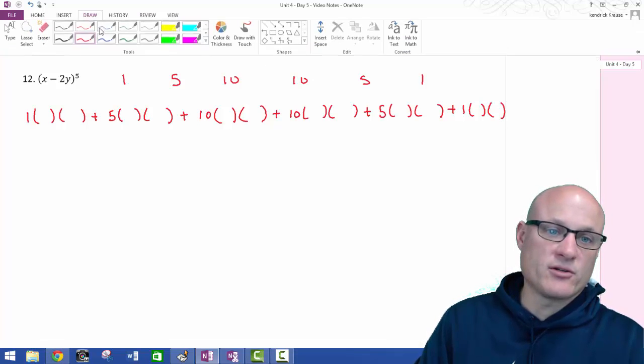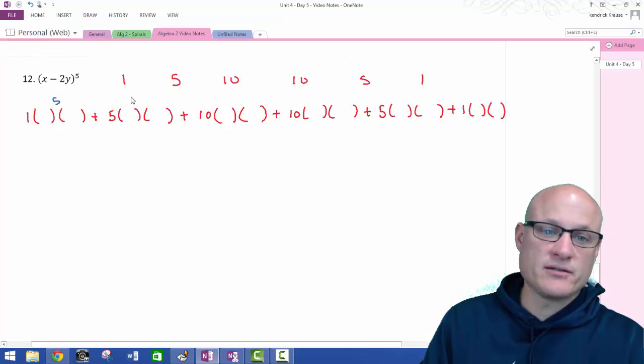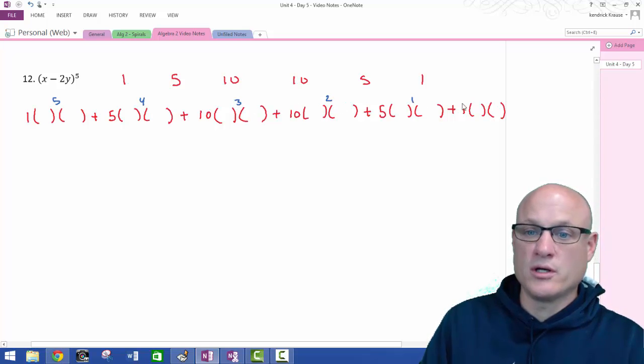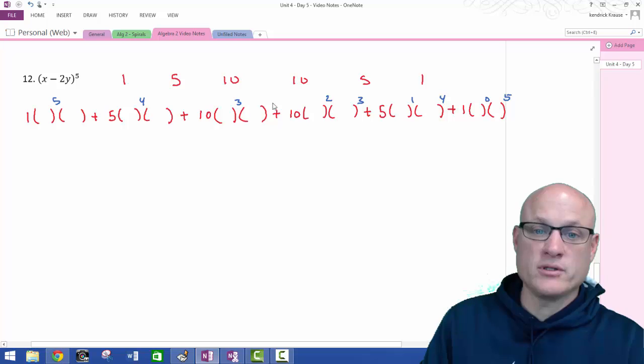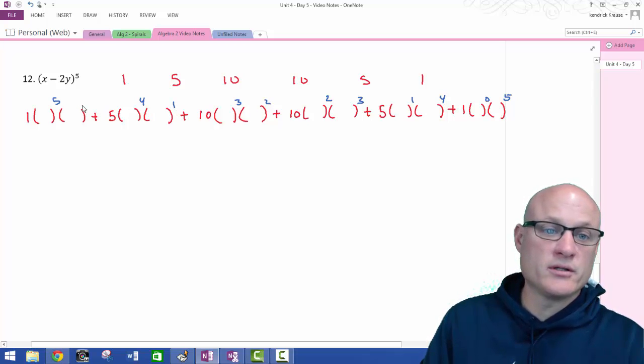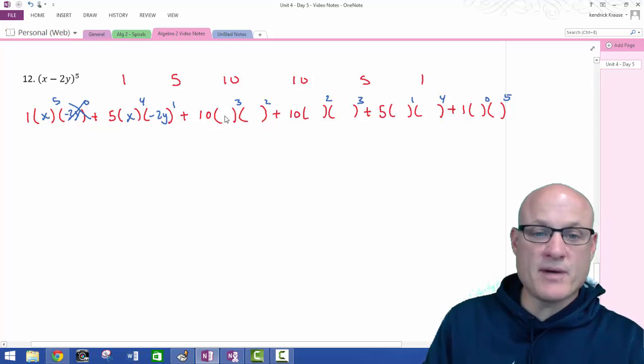Let me change colors. I got a little old. 5, 4, 3, 2, 1, 0, and 5, 4, 3, 2, 1, 0. x and minus 2y. But I don't need this one, so I'm going to get rid of it. x and minus 2y. Notice we're back to having a negative, right? So we're remembering that every other one of our terms is going to be one positive, one negative. Every other one's going to be negative.